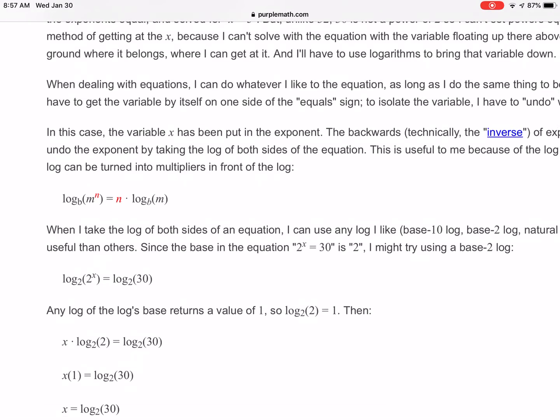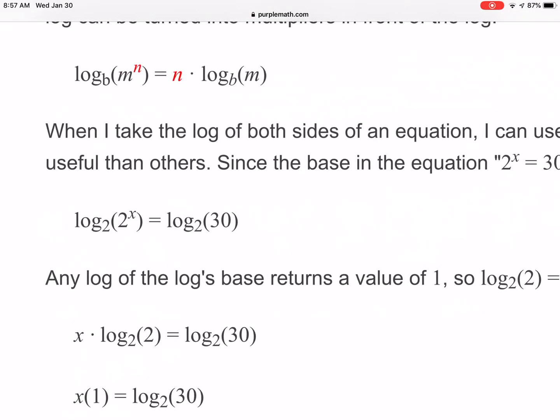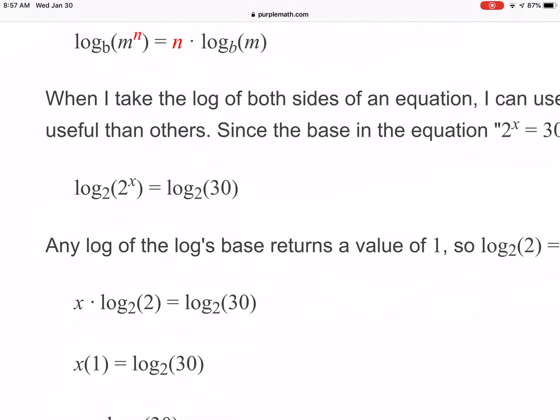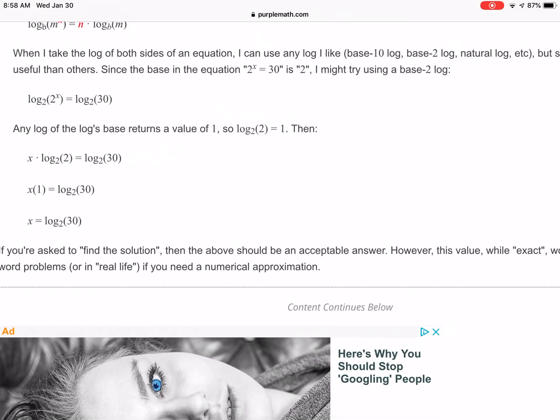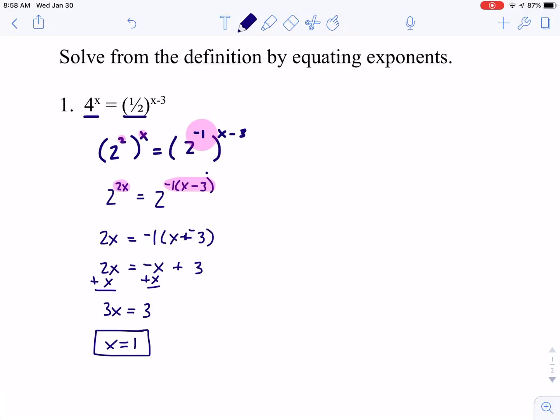So what it shows here is that if you take log base 2 of both sides, log base 2 of 2 to the x, and log base 2 of 30, the power of 2 will cancel out. So log base 2 of 2 is 1, which will give you x. And then log base 2 of 30 is your answer. Now, that probably seems a little complicated, and it is at first. But with some practice, we'll make sense of it.